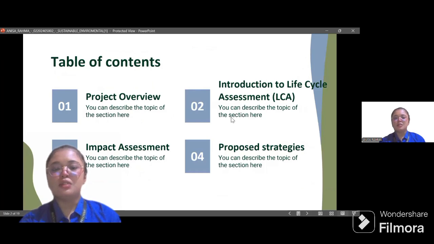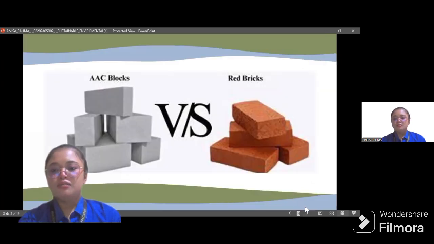This is the table of contents. The first one, I will explain about the project overview. After that, introduction to LCA, and then impact assessment, and the last one is proposed strategies. This is what we are going to discuss about the AAC blocks versus traditional red bricks.